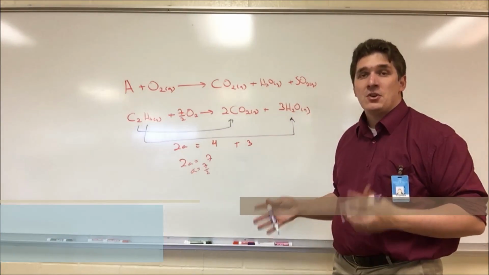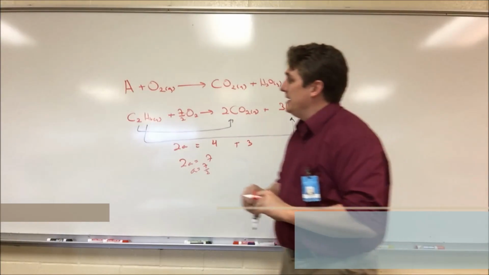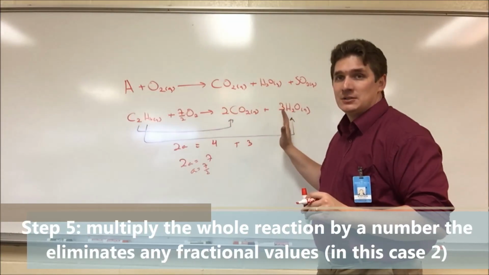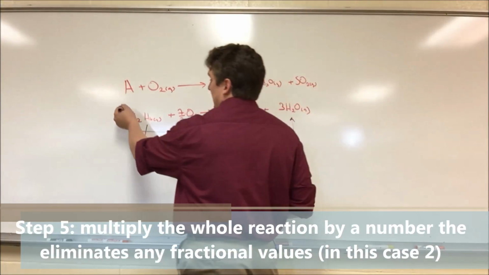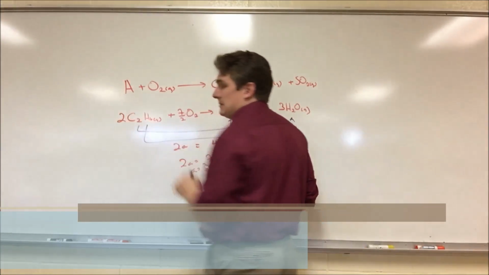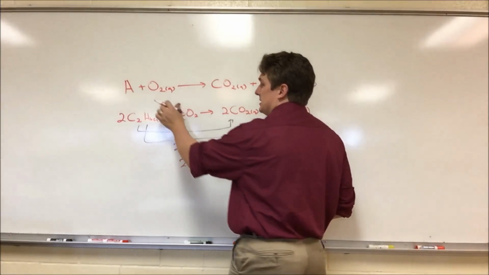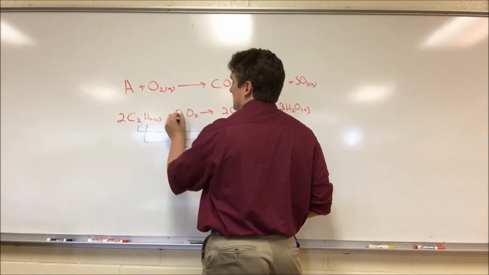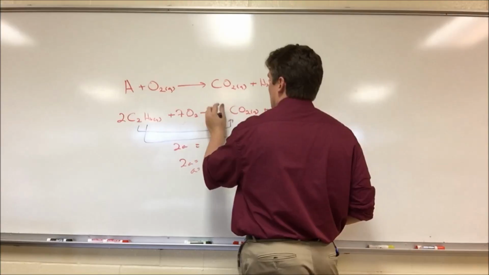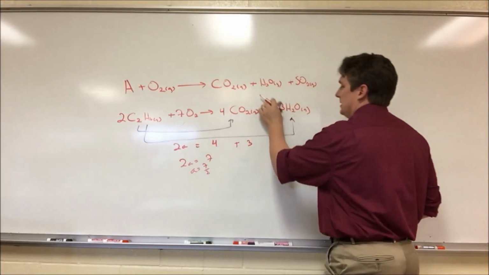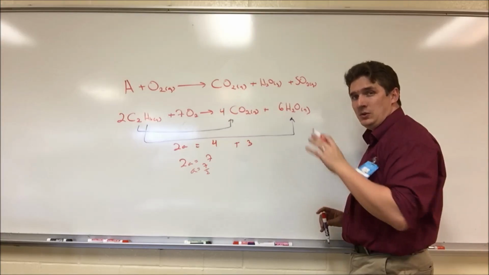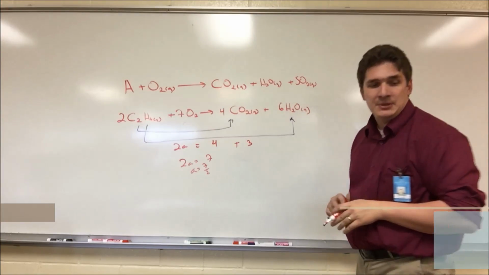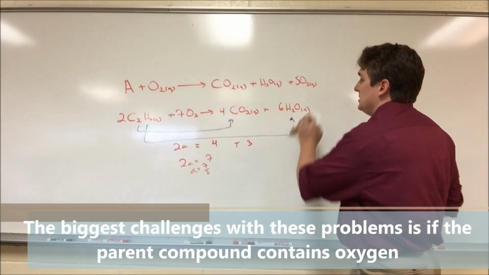That's fine, because all we're going to do as a last step is multiply this whole reaction in such a way that we cancel out any fractional coefficients. Now, since we have a 7/2, the easiest thing to do is multiply everything by 2. So 2 C2H6, this will give us 7 O2, 4 CO2, and 6 H2O.